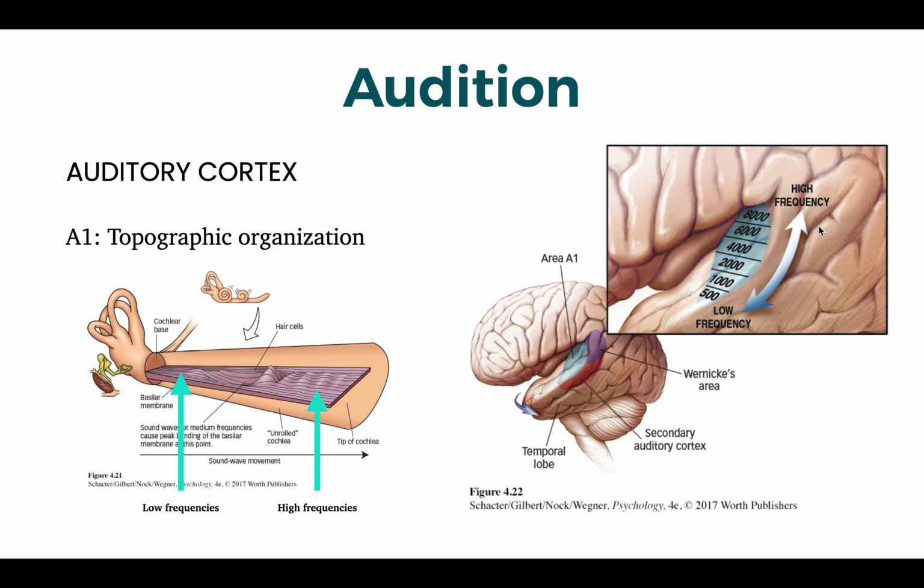Secondary auditory cortex is just below that. Notice how close these are to the speech production area and our language areas. Why? Because we need to be able to understand language as it is given to us via sound, right?